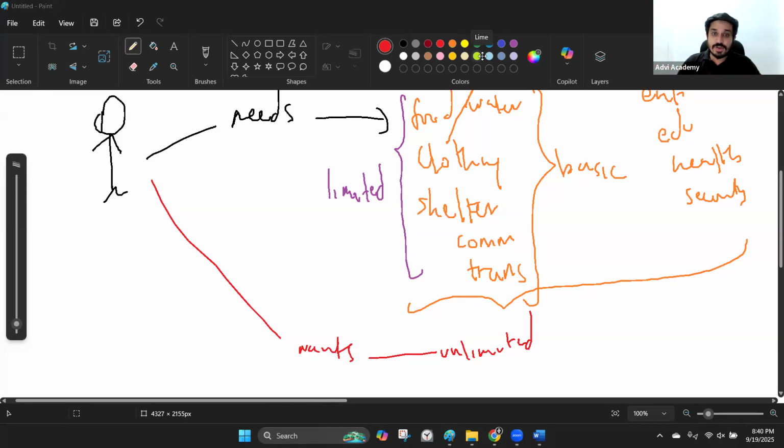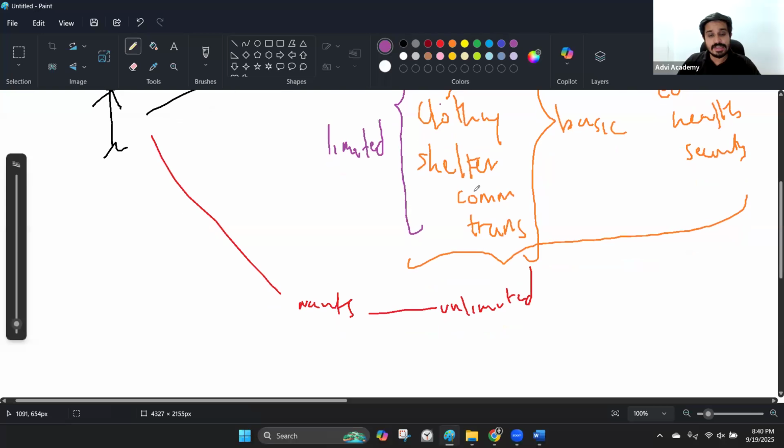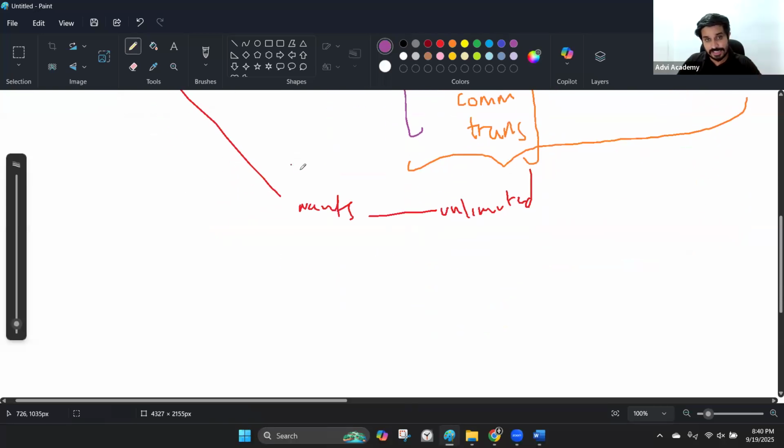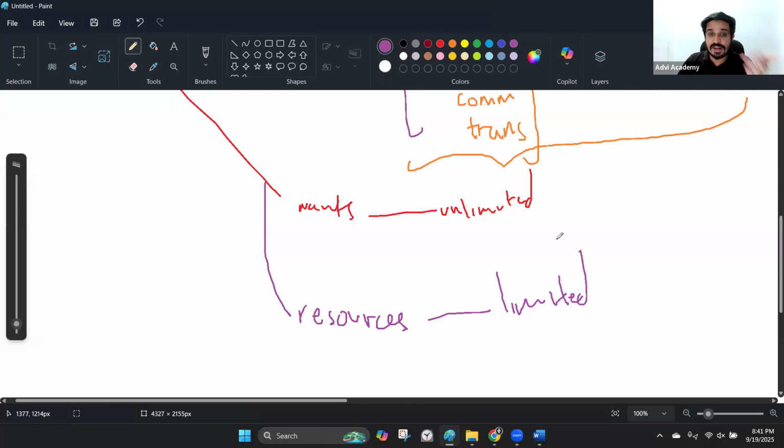But when it comes to our resources, what do you mean by resources? If you want to stitch a t-shirt, you need textile, you need cotton. Cotton is a resource, right? Our resources are limited. So wants are unlimited, resources are limited. This is a problem, no? Yes, this is a problem.